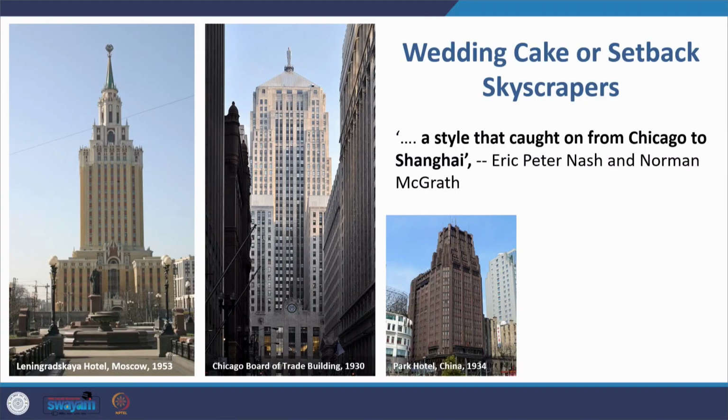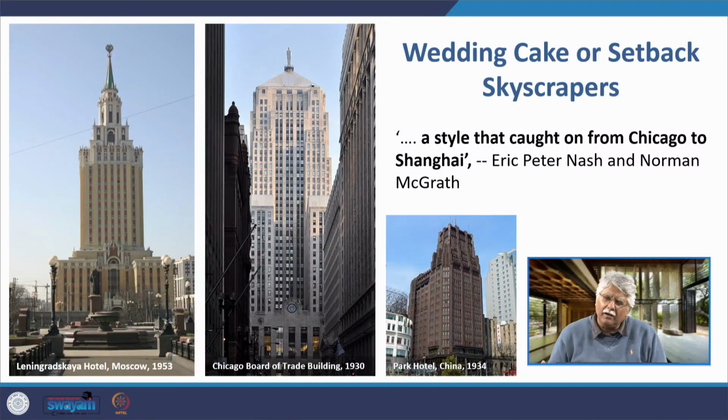Came up the 1916 zoning resolution, the setback principle, so that the buildings as they rise up would be set back with a certain mathematical formula, and as a result the daylight would penetrate at the street level, and this gave rise to the wedding cake or the setback skyscrapers. Not only in America but across the globe this thing happened.